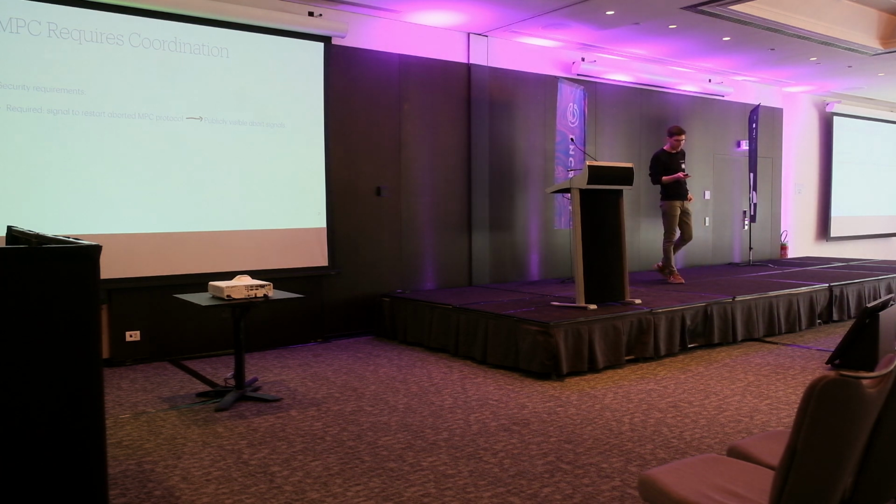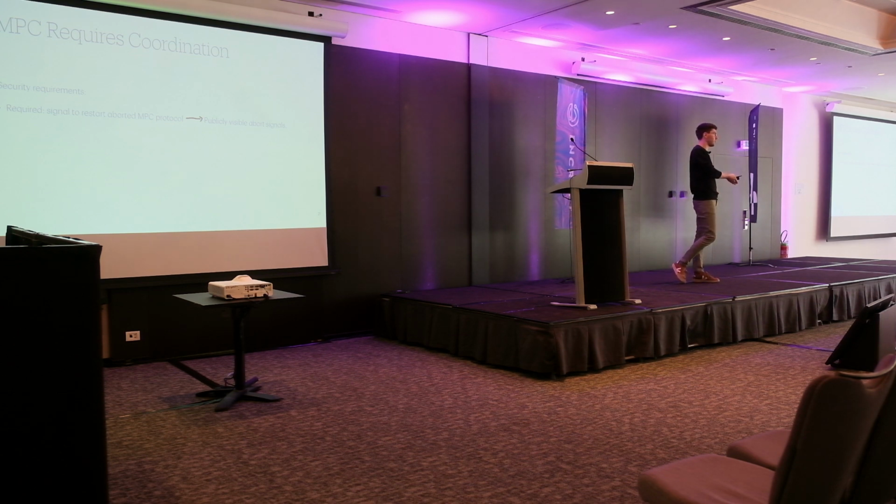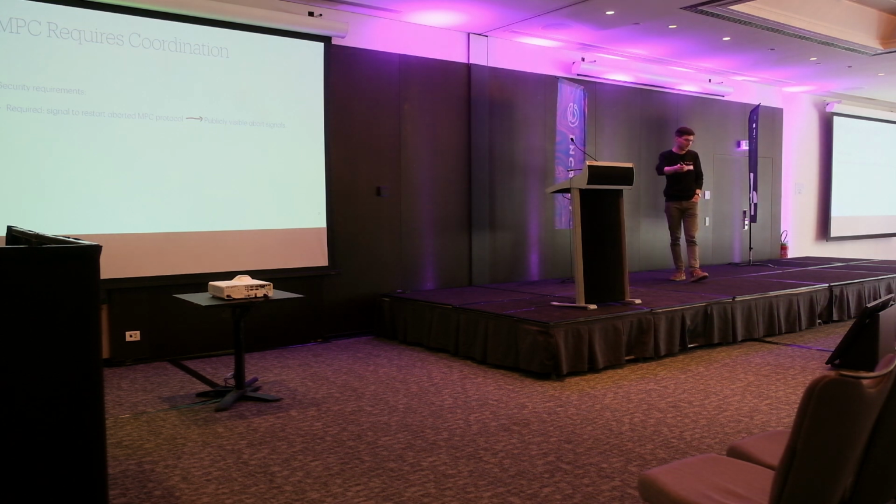So having a publicly visible record of the communication channel gives clear signals about whether an MPC protocol has succeeded or failed, and it gives the signal for it to restart so that the user doesn't actually have to repost or re-request anything. The blockchain should be able to iterate and try until it successfully completes.